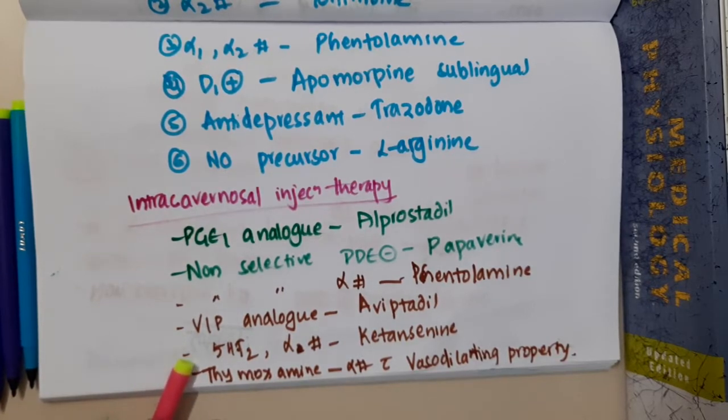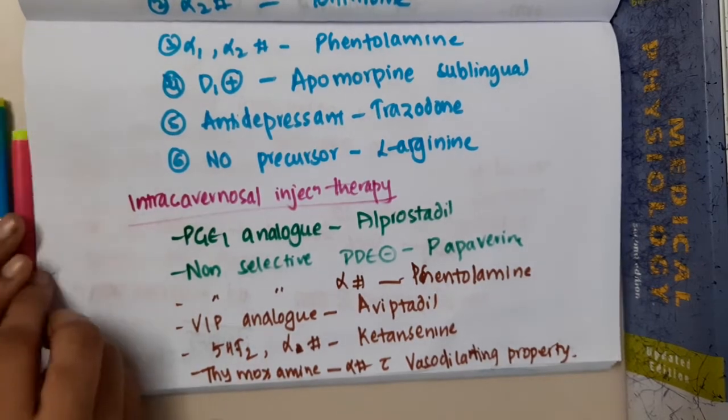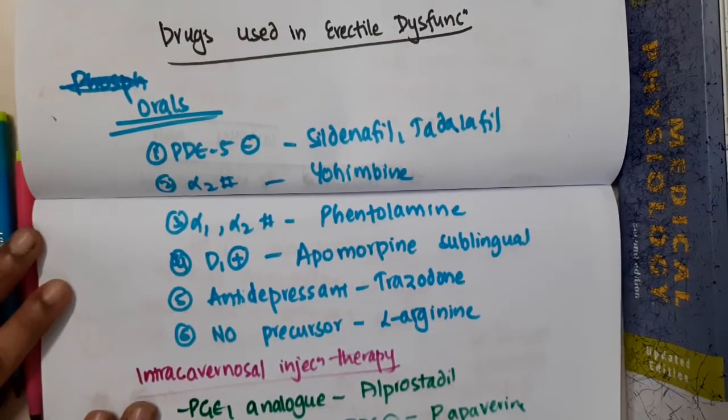5-HT2 and alpha blocker, which is ketanserin, can be used. And thymoxamine, which is an alpha blocker with vasodilating properties, can be used. So these are all the drugs which can be used in erectile dysfunction.